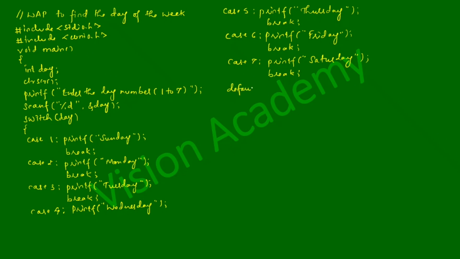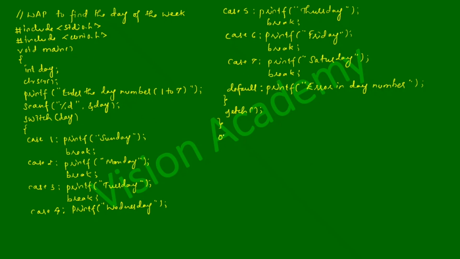Here I'm going to write a keyword called default colon. We will write here printf in double quotation marks, we are going to show the error message: Error in day number, double quotation mark and put semicolon. Now I'm going to close this switch statement body, and now I have to close this void main. Before that, I have to write here getch function and closing brace for this main function.